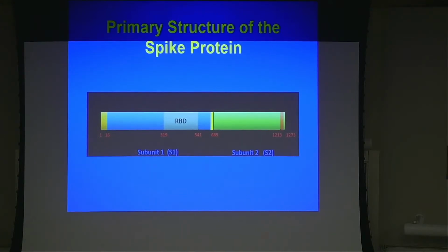What we think is happening in the delta mutation is that they've changed a proline at position 683 into an arginine. And the more arginines you have in this site, the more susceptible they are to proteolytic digestion, so it's more likely that you'll have an active virus that can infect the cell. We think that's why it's so much more infective.